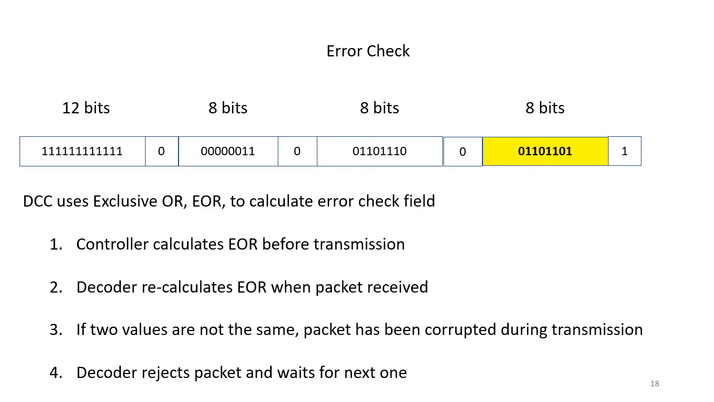The error detecting bits at the end, this last 8-bit field. DCC uses something called the exclusive OR, or EOR, which is an arithmetic calculation to calculate the error check field. The controller, before it transmits the packet, calculates the exclusive OR and attaches it as the 4th field in the packet. The decoder, when it receives the first 3 fields, recalculates the exclusive OR number and compares it with the exclusive OR number received from the controller. If the 2 are the same, it'll say this packet has been received correctly, it's not corrupted. If the 2 fields are different, it'll say this packet was corrupted in transmission.